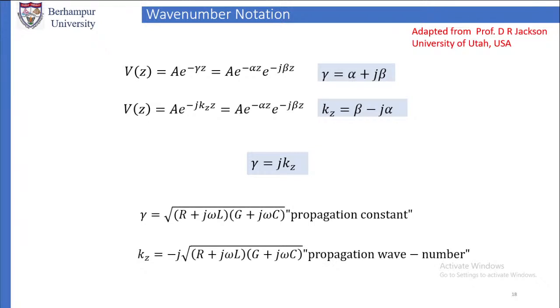We call kz the propagation wave number, and we can write kz from gamma. Gamma is equal to j kz. From that we can find out kz: kz is equal to minus j root over (R plus j omega L) into (G plus j omega C). So in terms of propagation constant, we have defined what is called a propagation wave number.